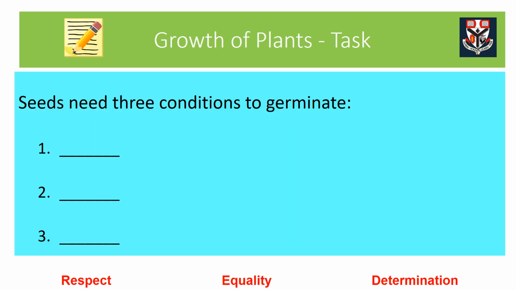For your notes in your jotter, identify the three conditions needed for seeds to germinate. Remember to use the acronym WOW.